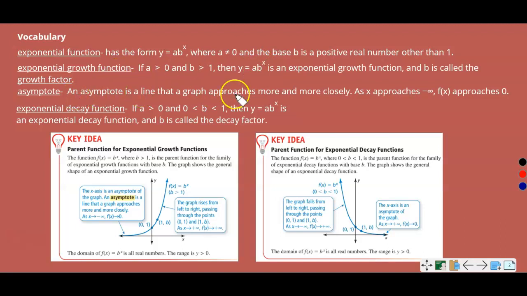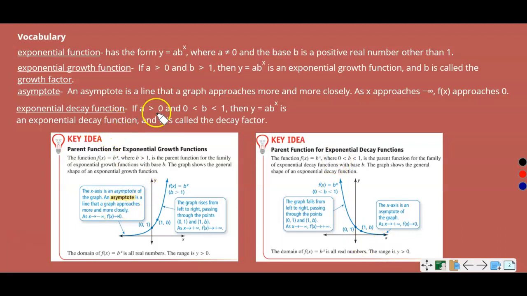An asymptote is a line that a graph approaches more and more closely. As x approaches negative infinity, f of x approaches 0. And you can see right here, exponential decay, it's approaching 0. And you can see here, it's also approaching 0 there. Exponential decay function is very similar, just going down instead of up.